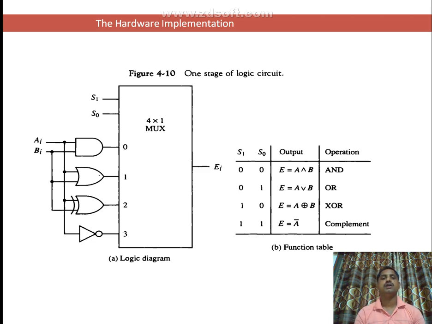Here we can use different gates and a multiplexer, and using the selection S1 S0 we perform the different types of operations: 0, 0 we use the AND operation, 0, 1 we use the OR operation, 1, 0 we use the exclusive OR operation, and 1, 1 we use the complement.